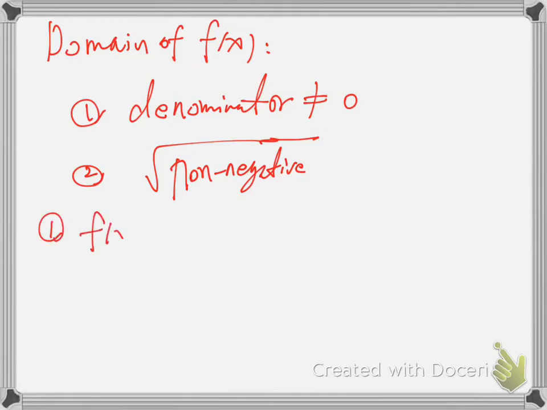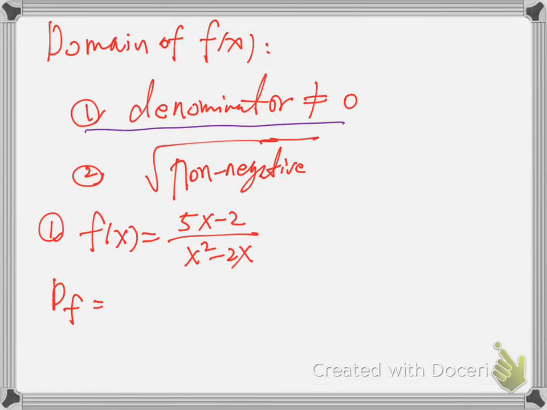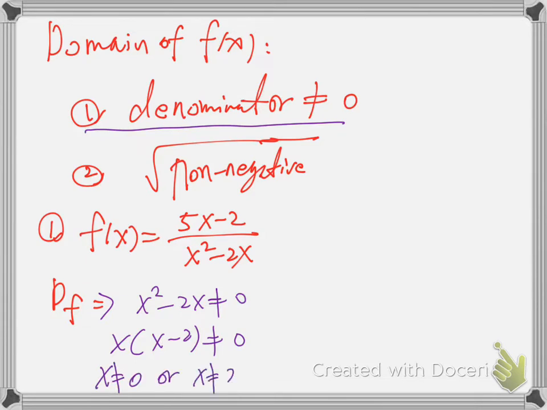If f of x is 5x minus 2 over x squared minus 2x, what's the domain of f? There's a denominator and no square root, so we need to check condition 1. The denominator is not 0, so x squared minus 2x is not equal to 0. So x times x minus 2 is not equal to 0. X is not 0 and x is not 2. So this is the domain: all the numbers except 0 and 2.